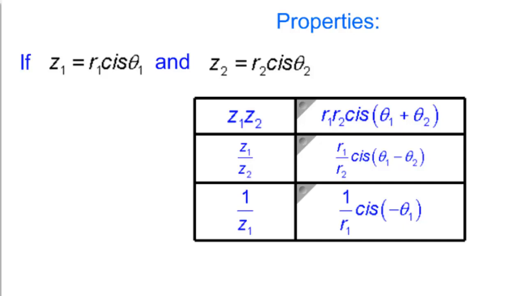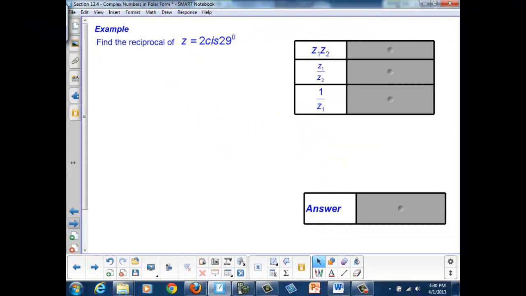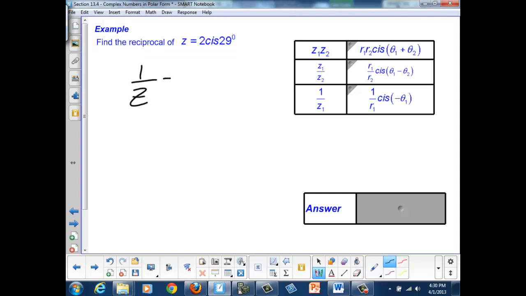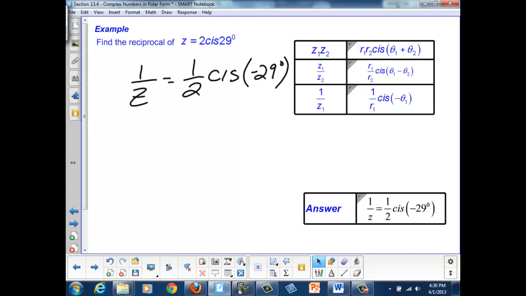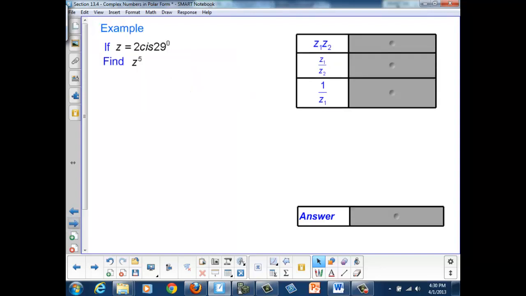Let's try a few problems here. If I want to find the reciprocal, let's look at our formulas again, of 2 cis 29 degrees. Well, 1 over z is just going to be 1 over the modulus, so 1 over 2, cis of the negative angle, so negative 29 degrees. Not that hard. There we go.